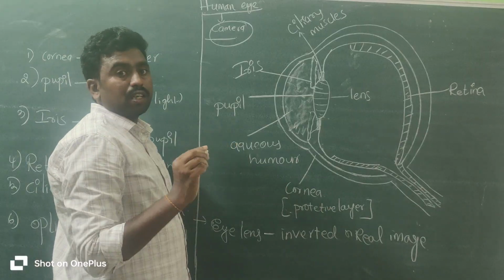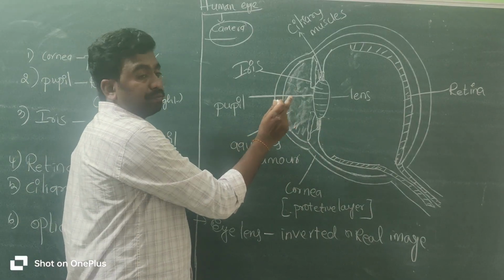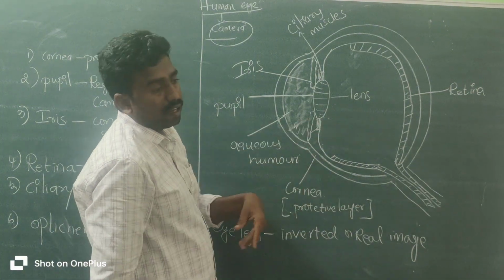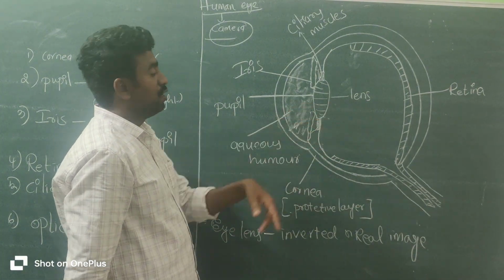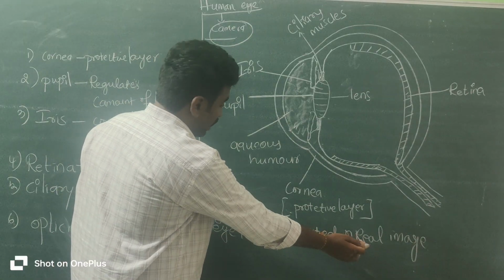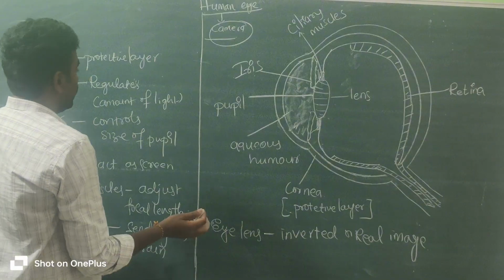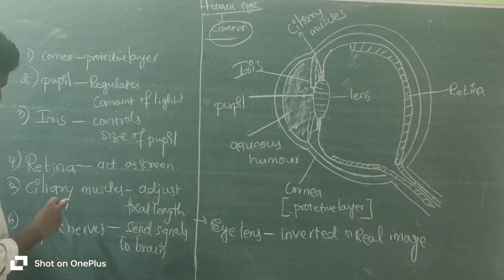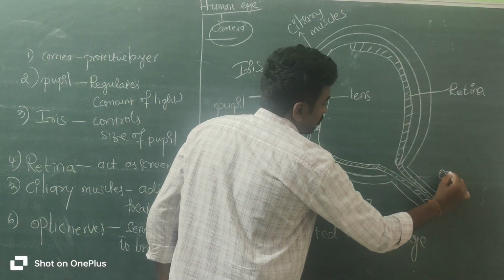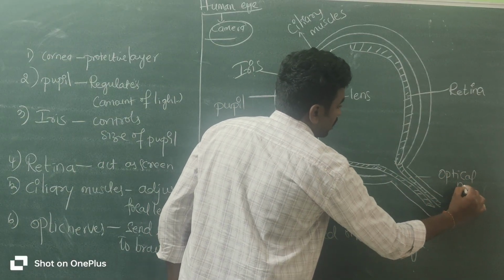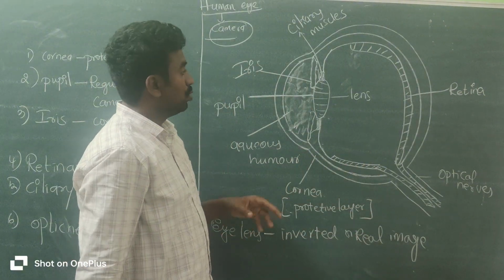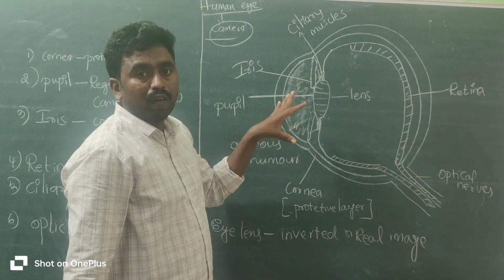The pupil regulates the amount of light entering into our human eye. And last, the retina acts as a screen. So our human eye forms an inverted and real image. And next, the optic nerves generate signals and send signals to the brain. So these are the very important parts of our human eye.